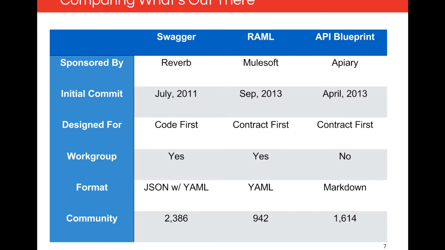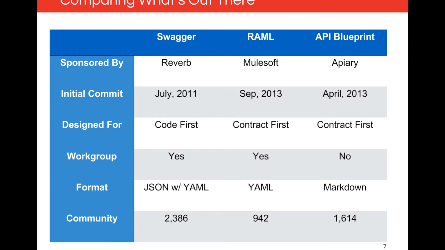And if you go down to the formats, you'll notice that RAML and API Blueprint use human-readable and writable formats. The core of Swagger is written in JSON, but Apigee wrote an editor on top of Swagger that's written in YAML. So that's why I have the 'with YAML' comment there.